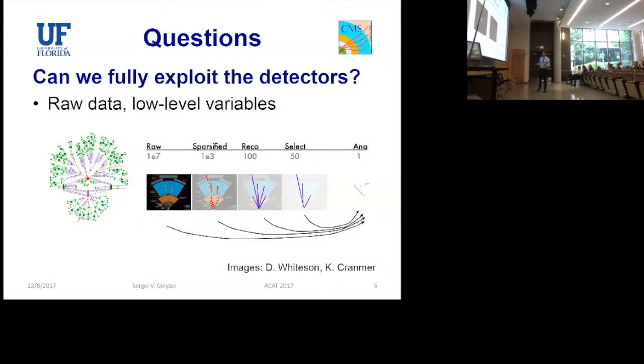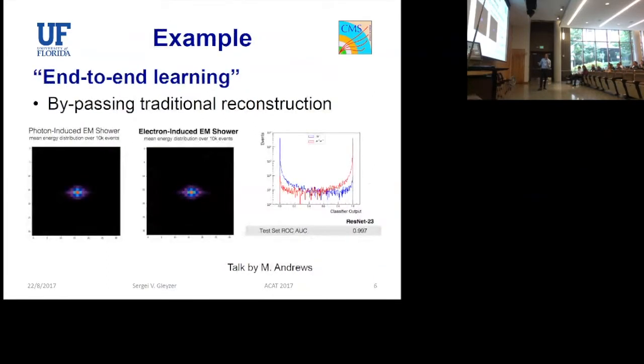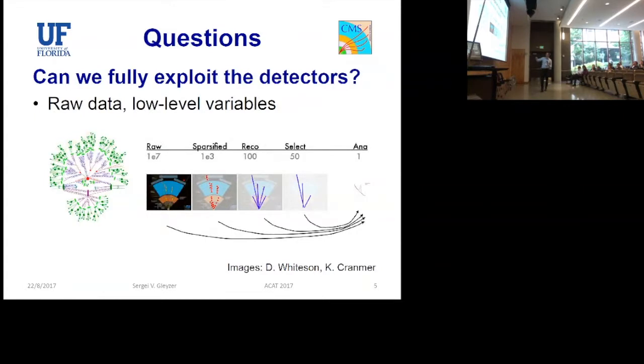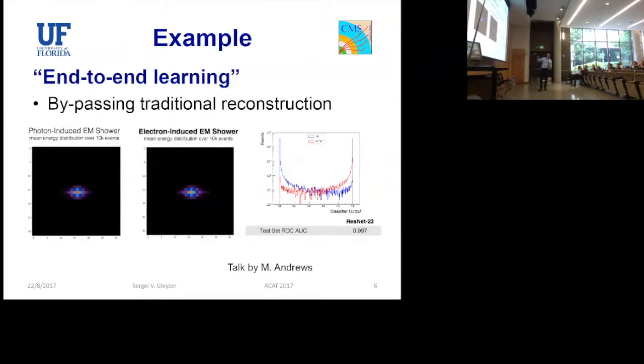So an example of something you may have already seen in this conference is a talk by Michael Andrews, which shows this so-called end-to-end learning, meaning going from left to right, or even from here to there. And the idea is that in the simple case that was shown there, which basically uses one detector as an image, and it looks at photons and electrons, purely electromagnetic shower information, where traditionally we build up things like photon and electron electromagnetic shower shapes, and then we use those to identify those objects.